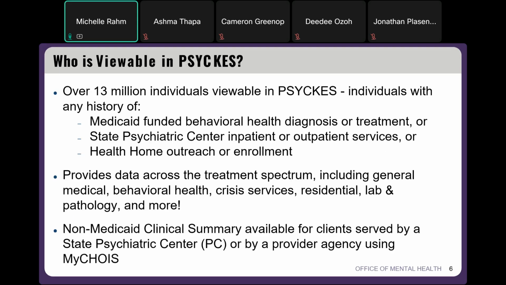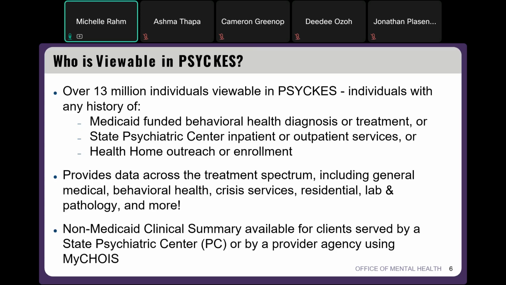Now, who is viewable in the application? So right now we have over 13 million individuals that are viewable in PSYCKES, and this includes individuals with any history of Medicaid-funded behavioral health diagnoses or treatments, or folks that have had some time at a state psychiatric center or state PC inpatient or outpatient service, or individuals who are in health home outreach or enrollment according to the DOH MAP system. And then within PSYCKES, we have data across the treatment spectrum. So it's not just limited to behavioral health data.